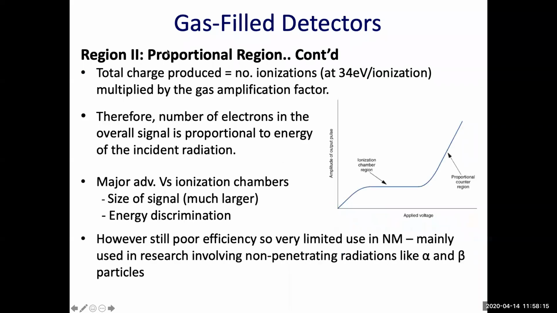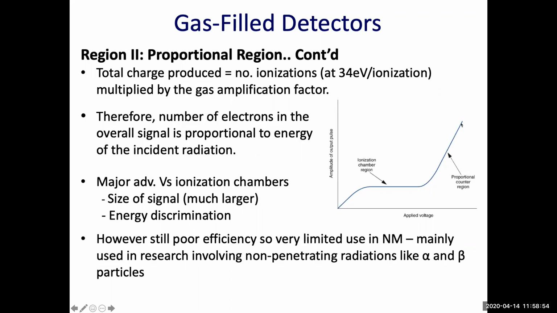The total charge produced equals the number of ionizations multiplied by the gas amplification factor. We know that to produce one ion pair, you need a photon with at least 34 electron volts. So the total charge produced inside the detector is the number of ionizations multiplied by the gas amplification factor. Therefore, the number of electrons in the overall signal is proportional to the energy of the incident radiation.